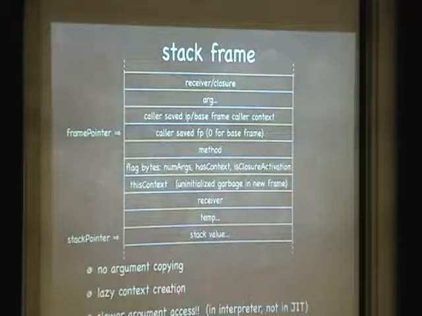So unfortunately, in this interpreter, the argument access is actually slower. And that's a pain because argument access is very important. But we gain because there's no argument copying here. As you're building up the outgoing parameters for your next send, they become the incoming receiver and arguments for the frame, and there's no copying. And we don't have to create a context on each activation or return. But this is really, really close to the organization that we'd have in the fast JIT.